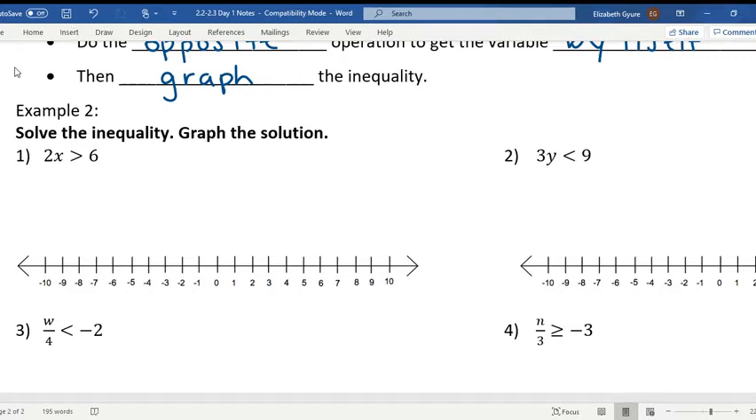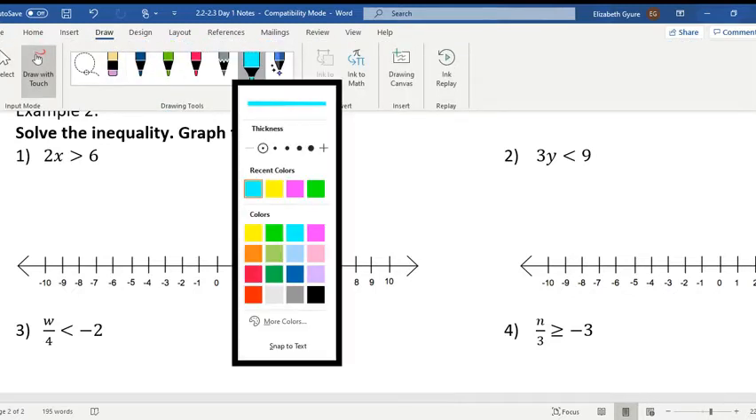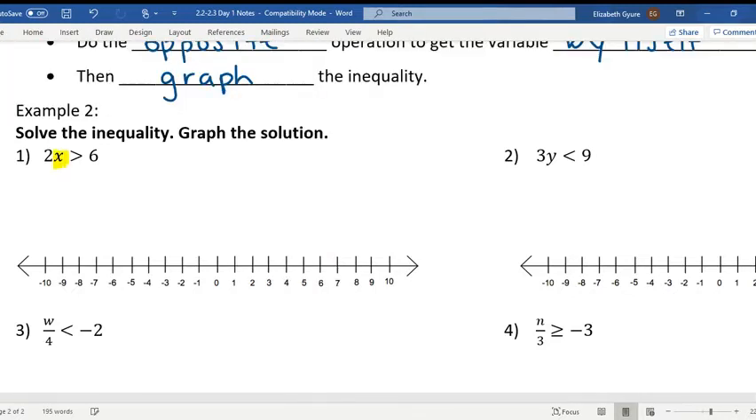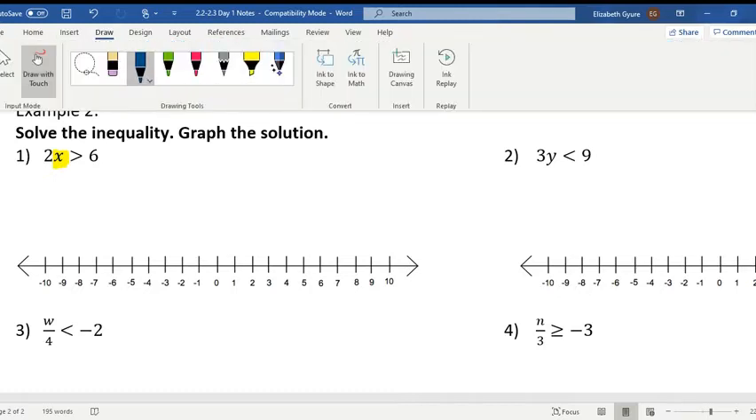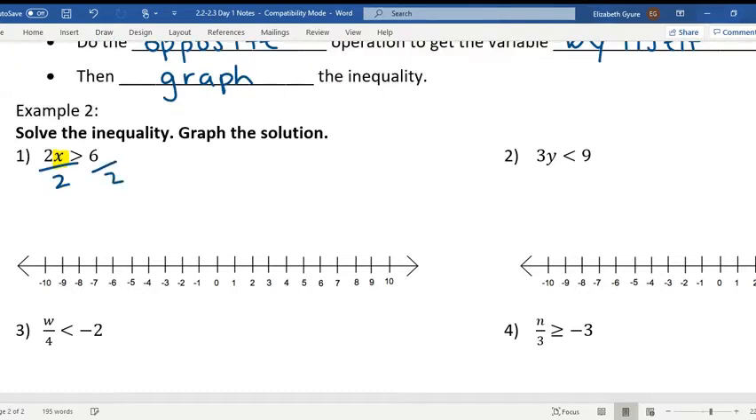So in number 1, we have 2x is greater than 6. So remember, we're trying to get our variable all by itself. So we want to get x all by itself. But what's stuck to that x? Times 2. So Dallas, how would we get rid of multiplying by 2? Very good. We would divide by 2 on both sides. Good. The 2's on the left would cancel.